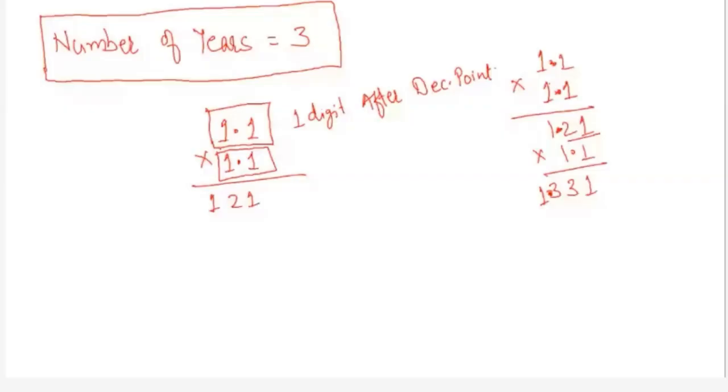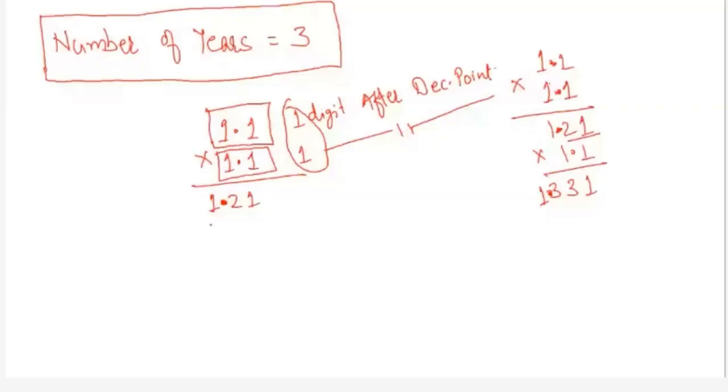1 digit after the decimal point. So now in total, how many digits are after the decimal point? In the first number 1 digit, in the second number 1 digit. So how many? 1 plus 1, 2. So your answer should have 2 digits after the decimal point. So the decimal point goes here. Let me do further. Harsh, clear this much?